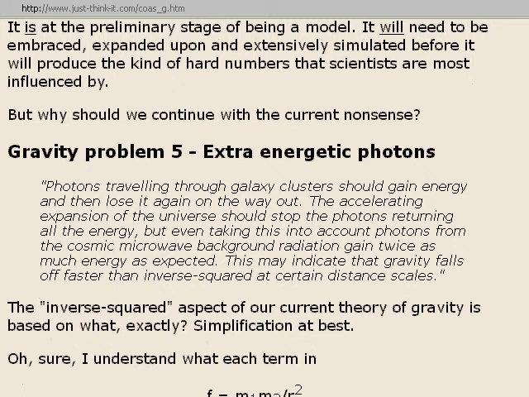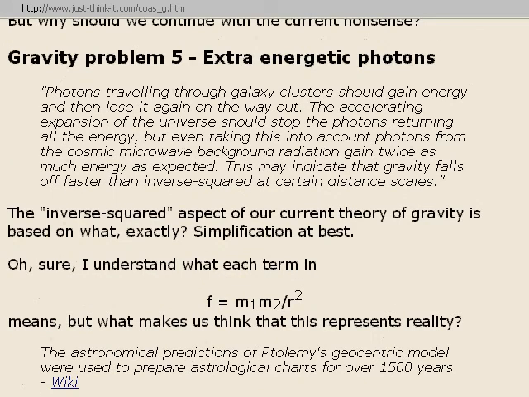Gravity problem 5, extra energetic photons. Photons traveling through galaxy clusters should gain energy and then lose it again on the way out. The accelerating expansion of the universe should stop the photons returning all the energy, but even taking this into account, photons from the cosmic microwave background radiation gain twice as much energy as expected. This may indicate that gravity falls off faster than inverse squared at certain distance scales.